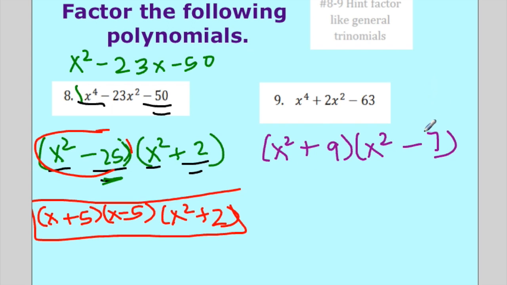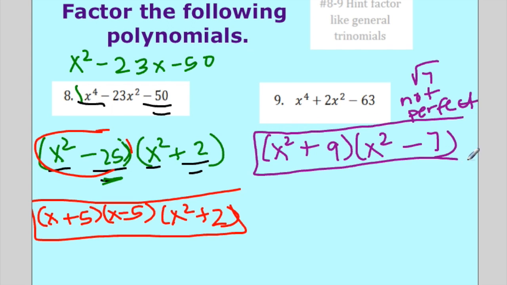This one is, but the square root of 7 is not a perfect square. So I'm actually done with this one. That's all I can do. Okay, so that is example 9.